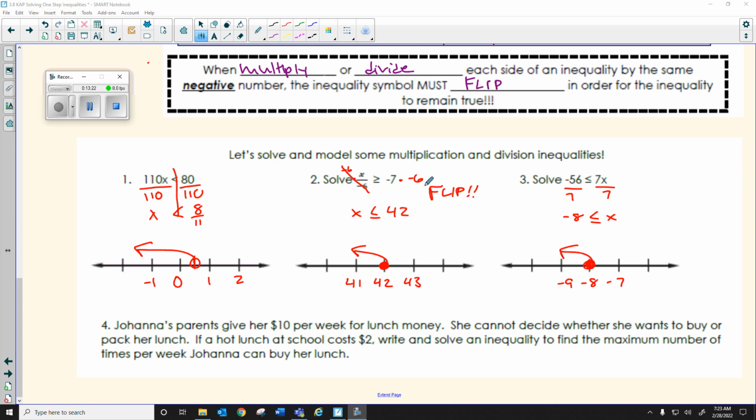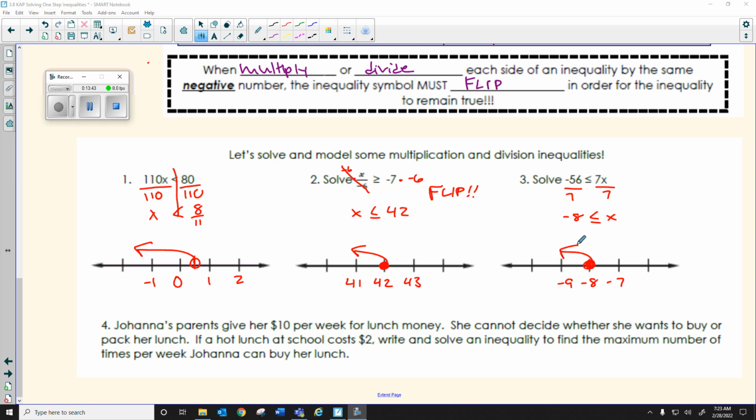On this one, hopefully you remember to flip because we multiplied by negative 6 on both sides, and then hopefully you weren't tricked on number 3. Even though there's a negative, we did not actually divide or multiply by negative, okay? We did not need to flip on number 3 because we didn't actually multiply or divide by negative, just that there's a negative in there, okay?